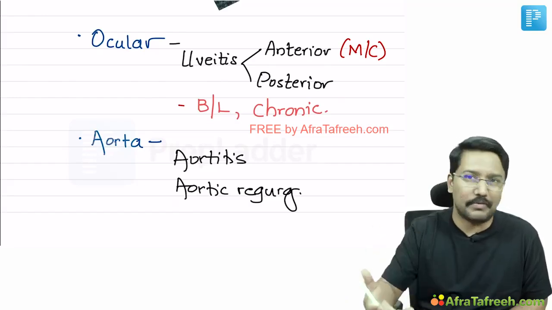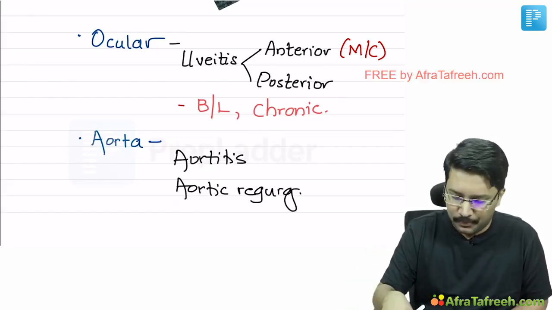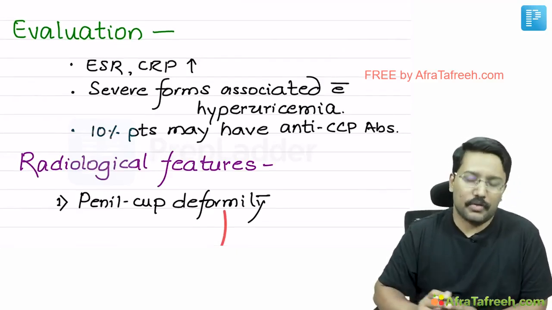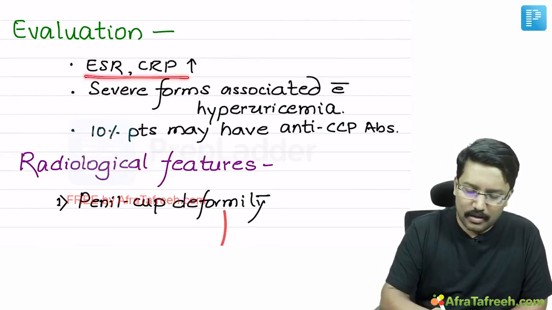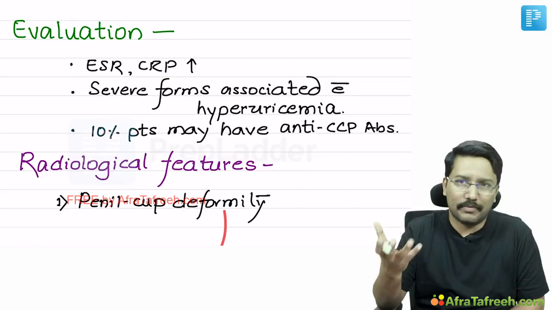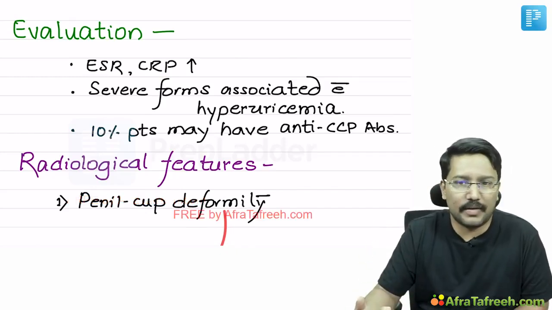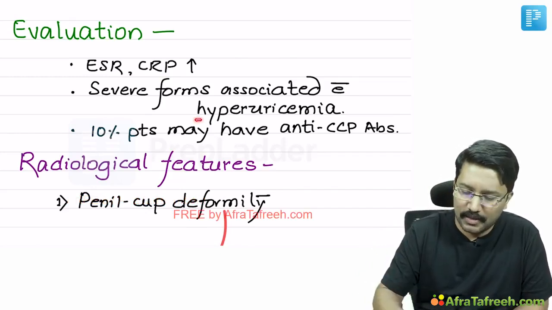I believe that it would be covered in the psoriasis video, and I'm also sure that you are all very much familiar with that. Okay, coming to evaluation, right? So if we do the laboratory evaluation, because this is an aggressive disease, ESR and CRP are very often elevated. This is also an inflammatory arthritis, right? So ESR and CRP is very often elevated. And some forms, especially the severe forms of the disease, are often associated with hyperuricemia.